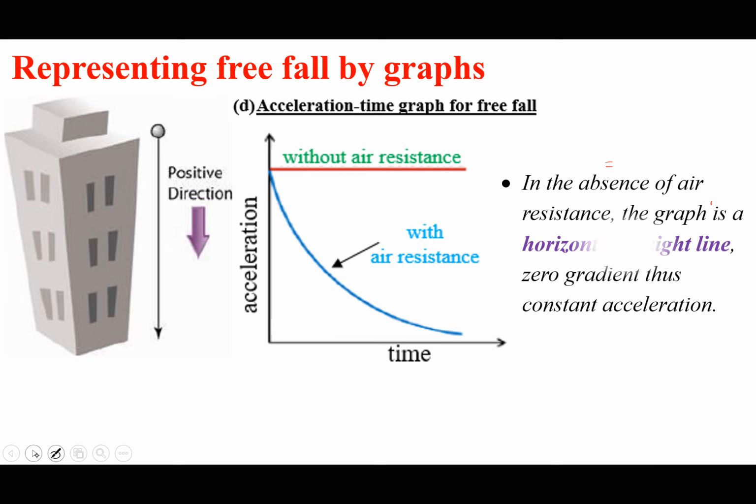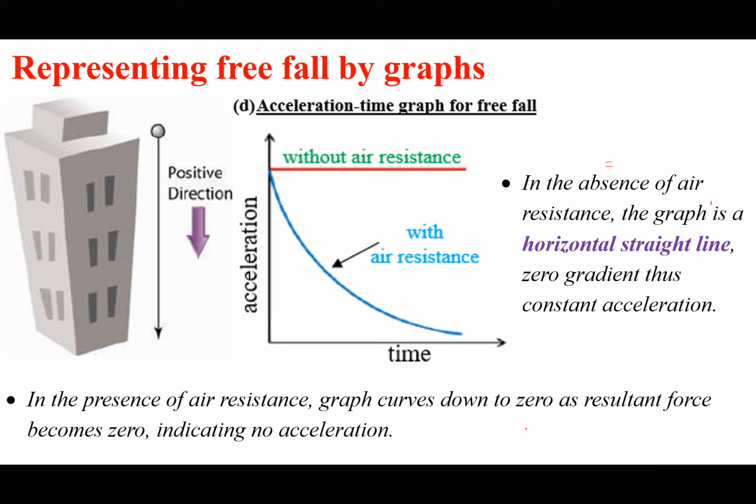So in the absence of air resistance, the graph is a horizontal line with a zero gradient and constant acceleration. But in the presence of air resistance, the graph curves down to zero as the resultant force becomes zero, indicating that the acceleration decreases to zero. So acceleration decreases towards zero when the velocity becomes, or tends to becoming, constant.